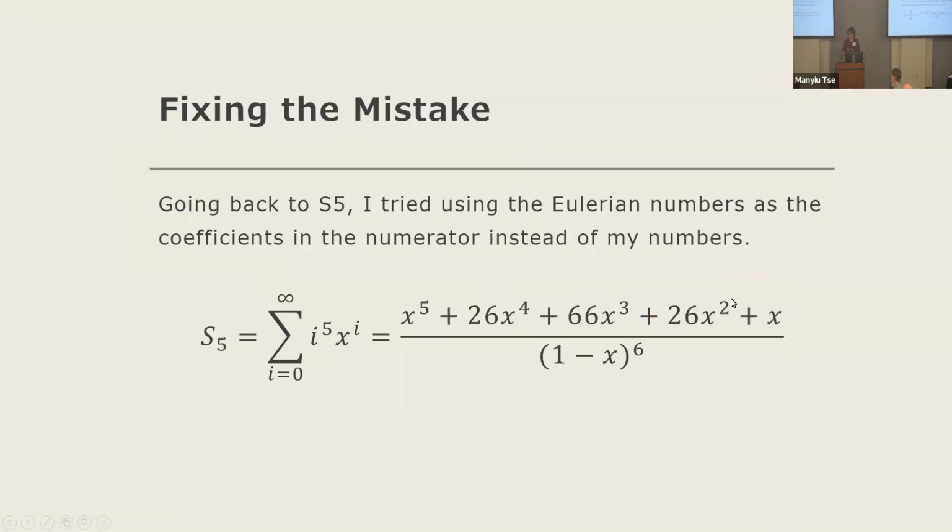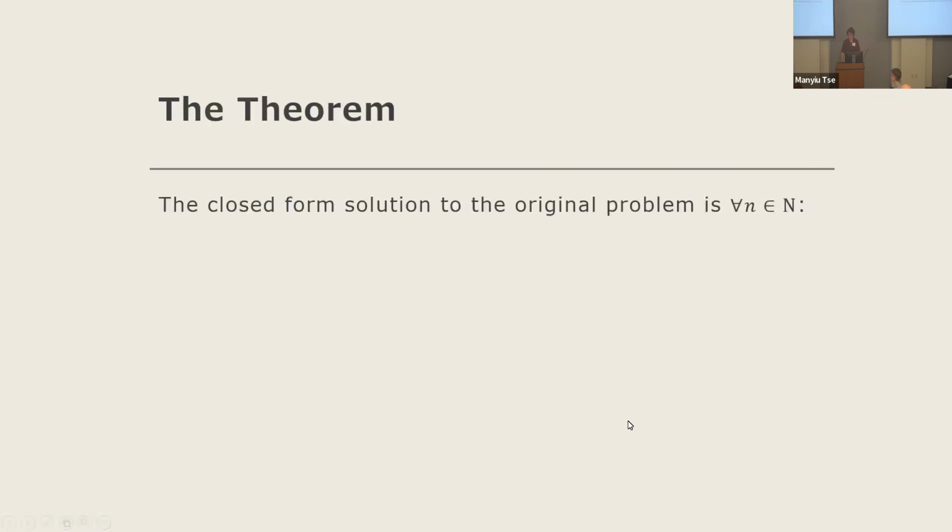So now, fixing the mistake, I took the 5th row of Euler's triangle into this formula and followed the powers of 1 minus x in the denominator and checked this one, and this turned out to be the correct expression. So now I thought, finally, I have a pattern to do this. And so I decided to put it all together into a theorem.